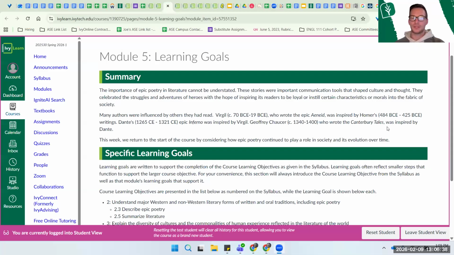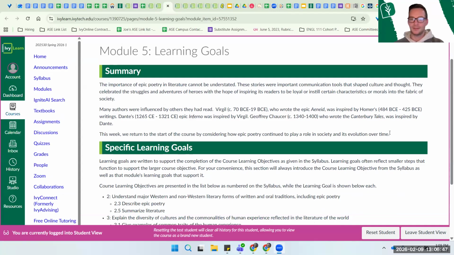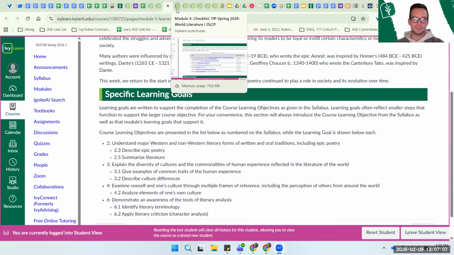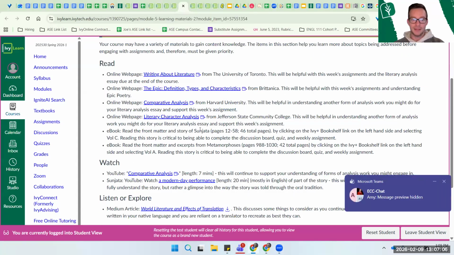So, when we look at Module 5, here are our learning goals. We have looked at a decent amount of epic poetry already, and we're leaning further into that space for this week with other examples based on both Western and non-Western core readings. So, we are going to be reading a few different main texts.